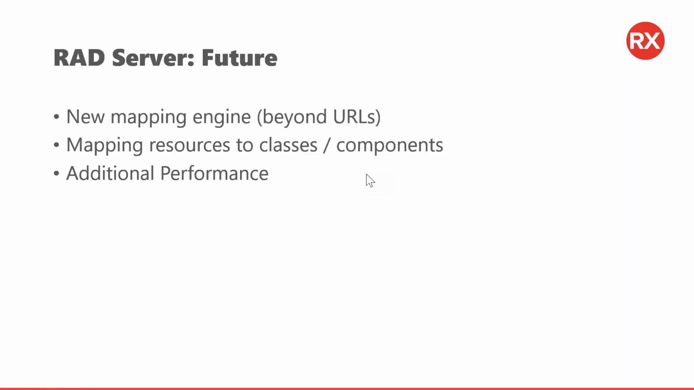What's coming along for RAD Server? We're going to completely redo the mapping engine, the mapping of resources to server-side code. We're going to go beyond URLs and the HTTP methods to include content type, accept types, and other information. We're going to allow different types of mapping.